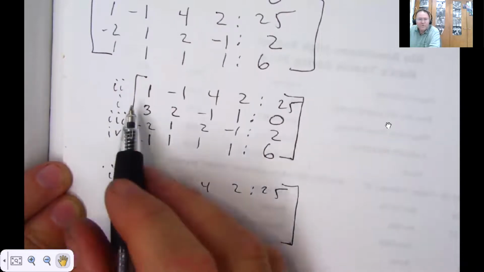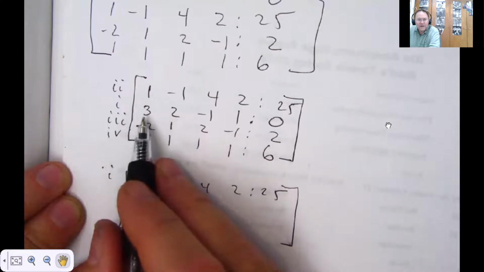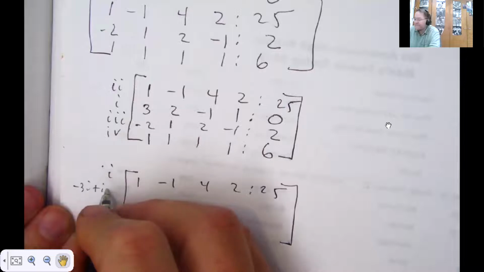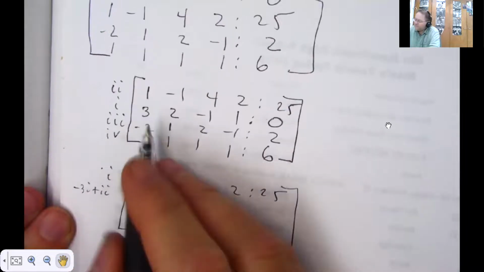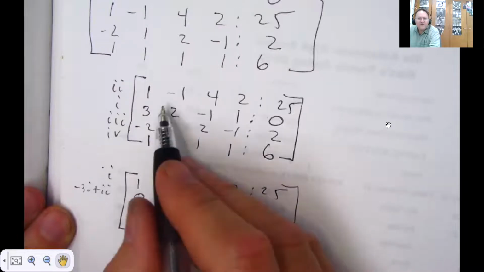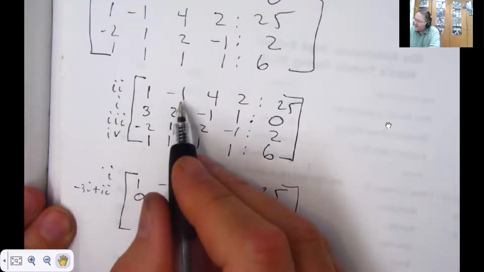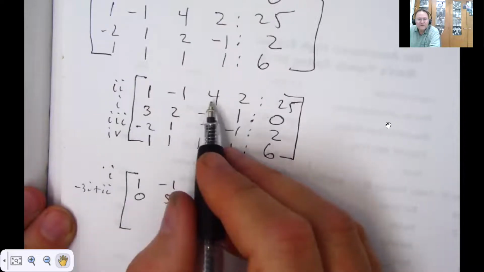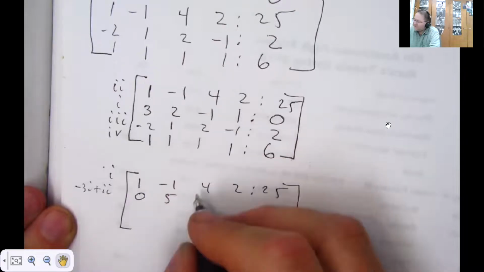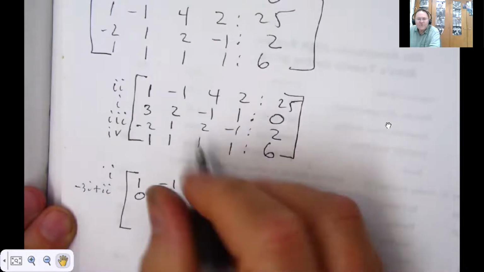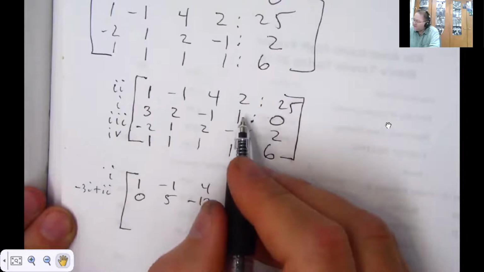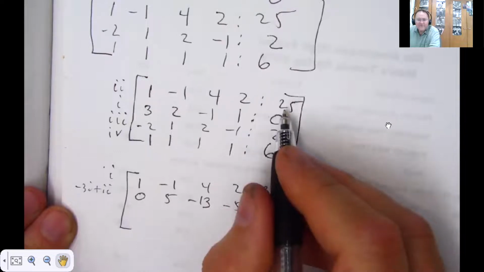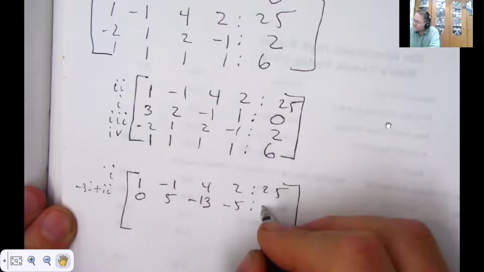Now what I'm gonna do is multiply row one by negative three and add it to row two. So it's gonna be negative three times row one plus row two. Let's do that. Negative three plus three is zero. Lots of arithmetic. Negative three times negative one is one, plus two is five. Negative three times four is negative 12, and negative 12 plus negative one is negative 13. Negative three times two is negative six, plus one is negative five. Negative three times 25 is negative 75, plus zero is negative 75.